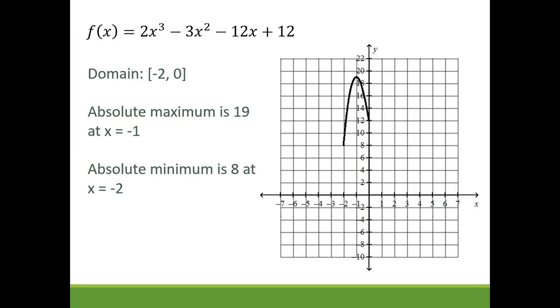So what you need to notice is that when we're finding an absolute maximum or an absolute minimum, those values are going to occur either at those relative maximum or relative minimum points, or they're going to occur at the endpoints for the domain.